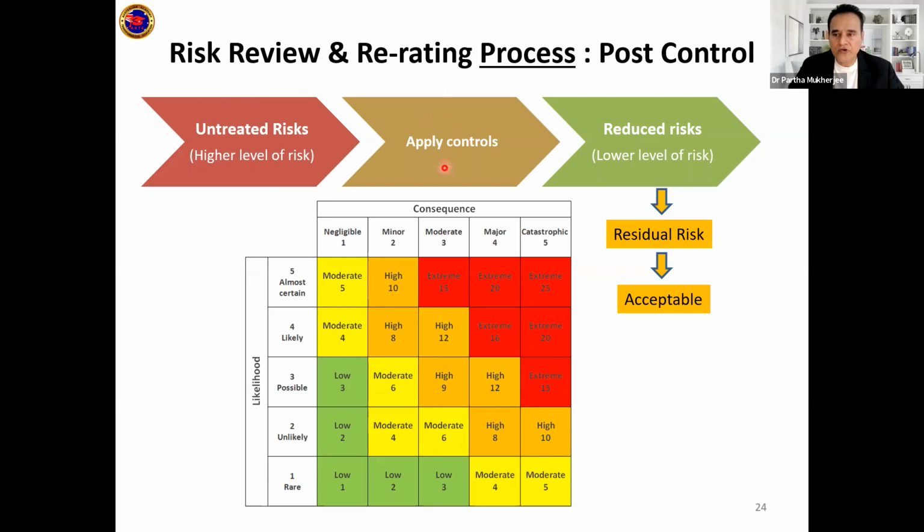Then you apply the controls and see whether after applying the control, the consequences and the likelihood or the probability has reduced or not. If they have reduced, that means the residual risk after applying the control is something which you can accept, and therefore you will see my review process or the re-rating process tells me that after applying the control, I can accept the risk, and that means my risk planning is complete.